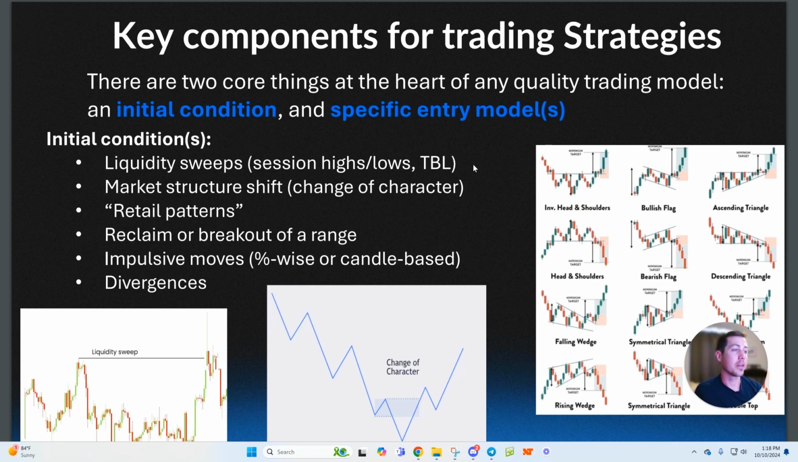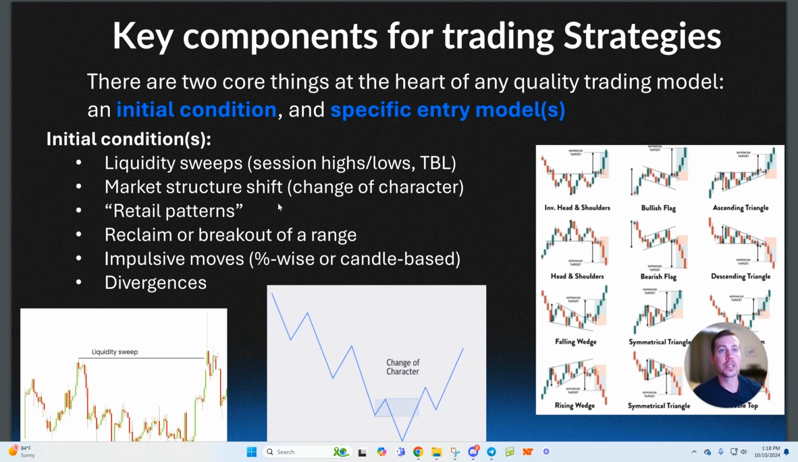Trendline liquidity, there's a lot of liquidity sweeps that people will use as an initial condition for reversal strategies. So maybe it sweeps that initial level, and I have a graphic over here on the left, maybe it sweeps a key liquidity level, and then you're looking for an entry model for a reversal after that.